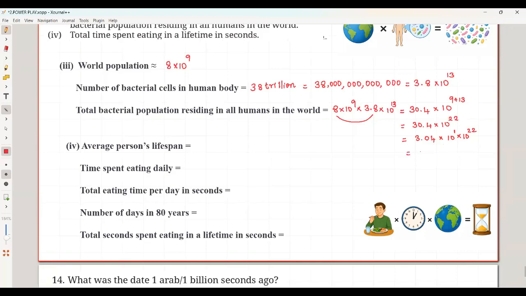That means we can just write 3.04 into 10 to the power, just add the power. So 22 plus 1 is 23. Now this is the answer.